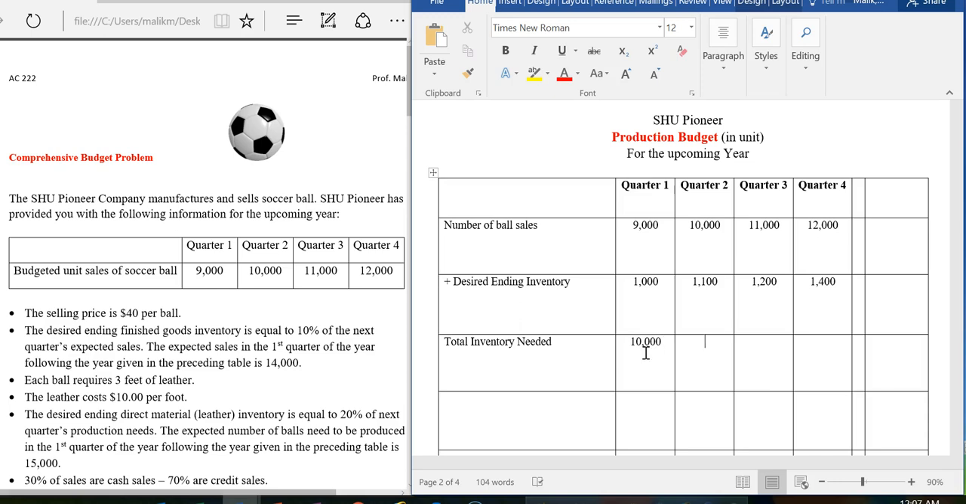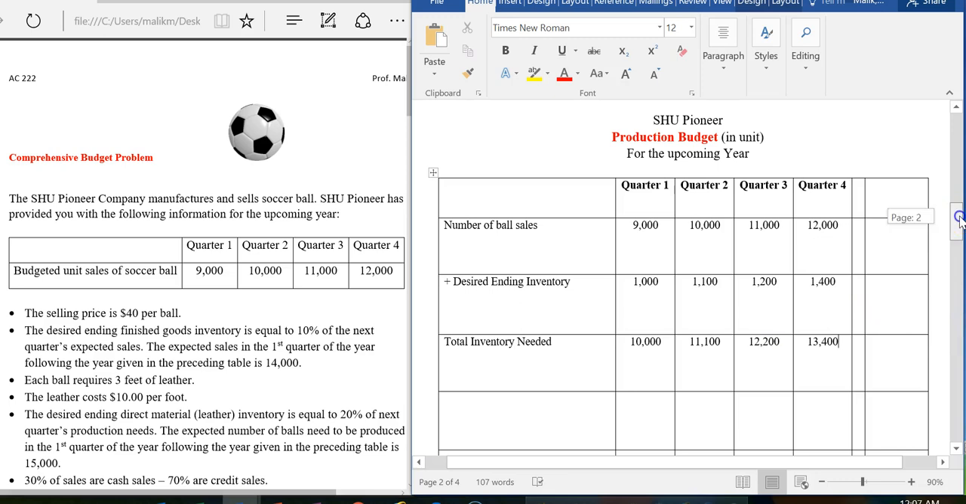We'll do the same thing for the second quarter. The total inventory they need is 11,100. I'm just adding these two. Now for the third quarter, we'll add 11,000 plus 1,200, which is 12,200. For the last quarter, it's 12,000 plus 1,400, which is 13,400. This is the total inventory that they will need.